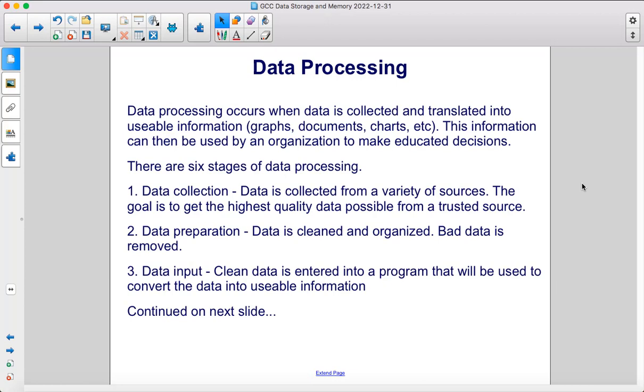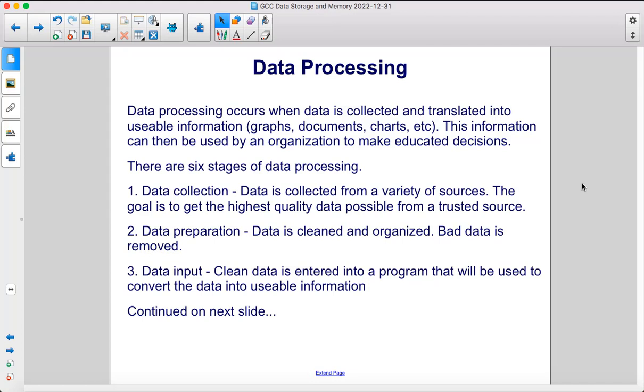Data processing occurs when data is collected and translated into usable information, like graphs, documents, charts, etc. This information can then be used by an organization to make educated decisions. There are 6 stages of data processing. Data collection, where data is collected from a variety of sources. The goal is to get the highest quality data possible from a trusted source.